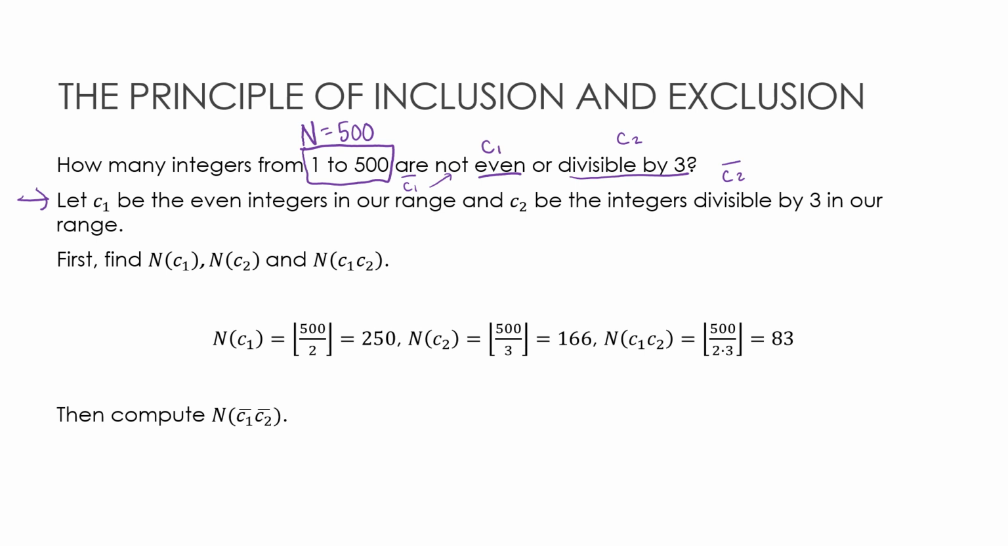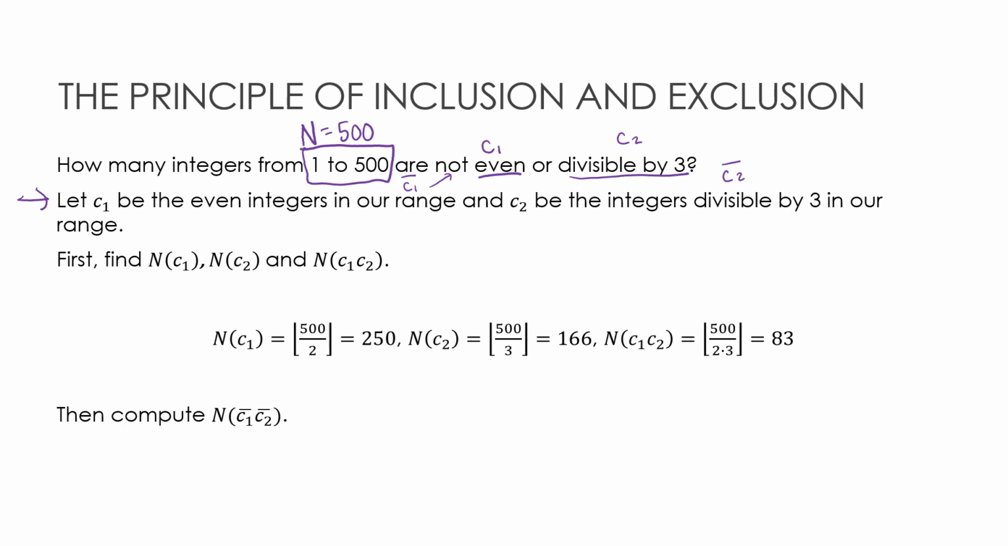Well, we're going to use the floor function. So remember, the ceiling function says round up no matter what to the next integer. The floor function says round down no matter what to the integer below. So if I take 500 divided by 2, I get exactly 250. I didn't have to round that one.